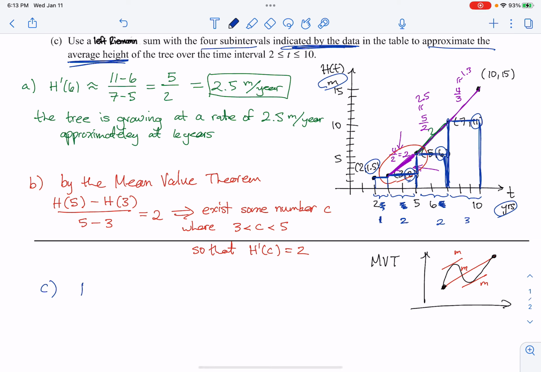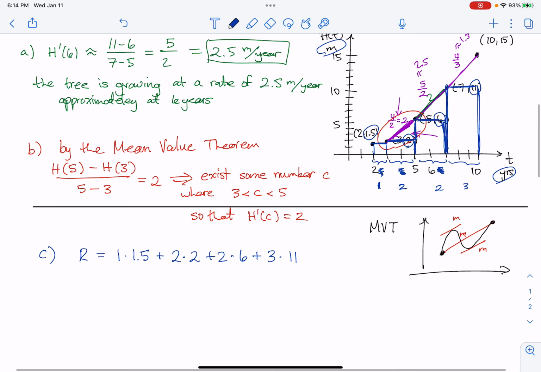So I'll call this R for Riemann sum. My Riemann sum is going to be, I don't need parentheses here actually, 1 times the height of that rectangle, which is 1.5, plus 2 times the height of that rectangle, which is 2, plus 2 times the height of the third rectangle, which is 6, plus 3 times the height of the fourth. All right, so that's 11. They asked for a left Riemann sum. Let me go ahead and calculate what this is. Let's see what R is equal to.